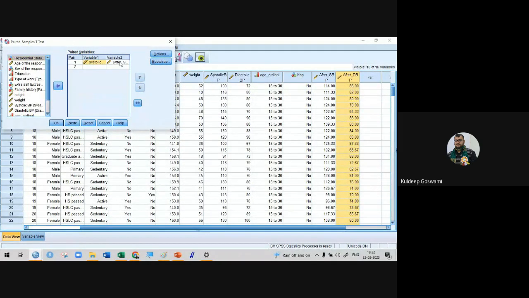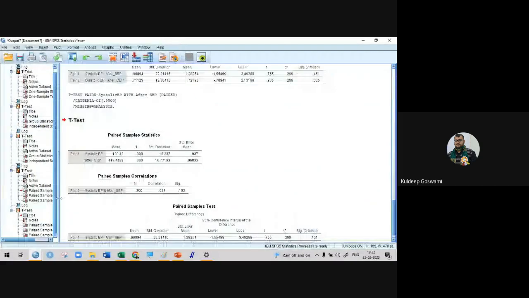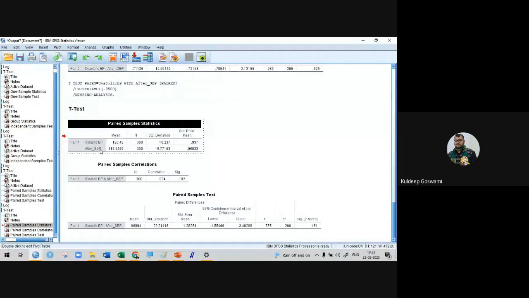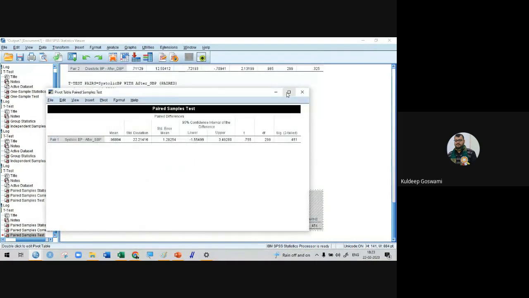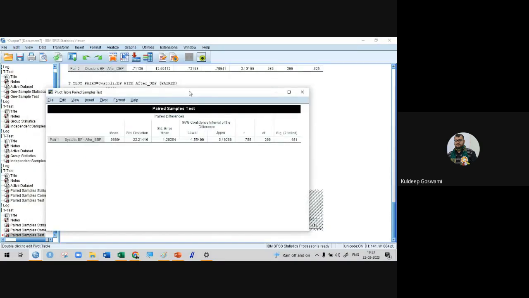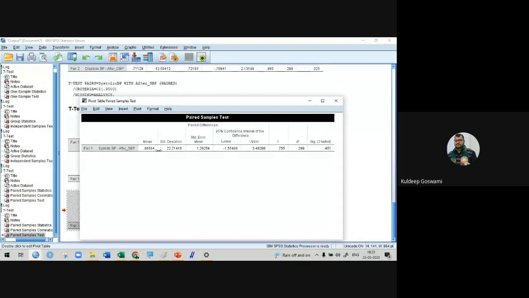Systolic blood pressure initial and after. Okay, this one. Pair 1, systolic blood pressure, diastolic blood pressure. These are the descriptive statistics. The first table shows the descriptive statistics. Then the last table. This is the result of the paired t-test.